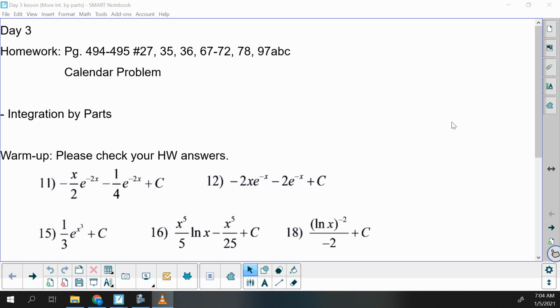Welcome to day 3. For your homework, you have some textbook problems and then also a calendar problem, so be sure to do both.